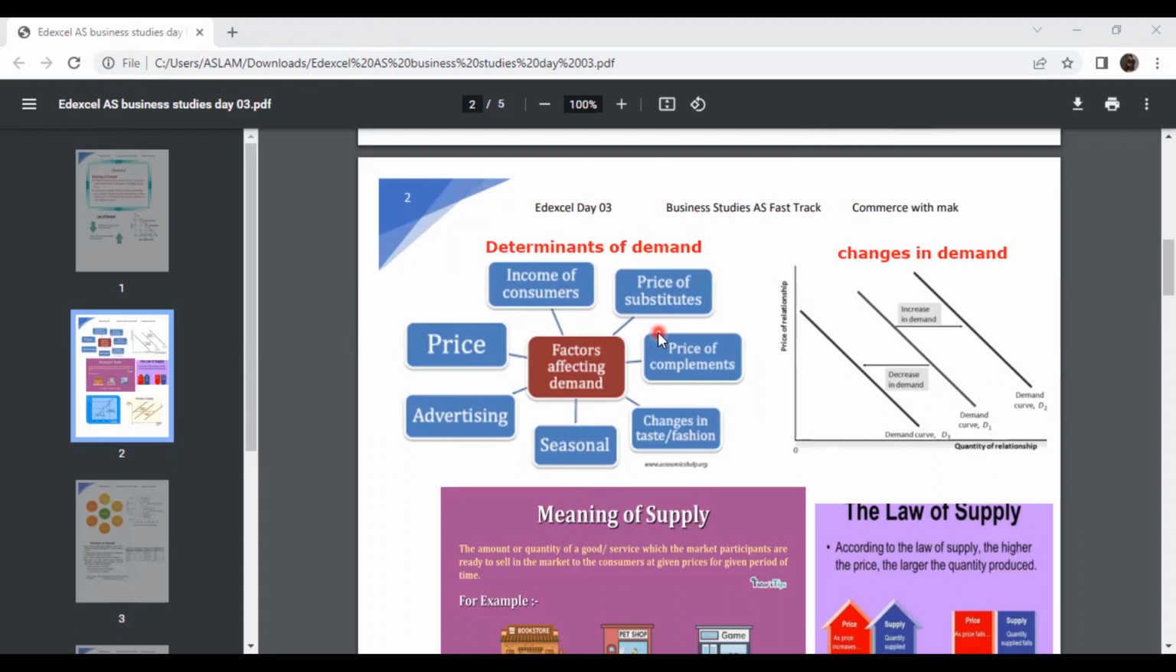And then if you see the second one, we have price of substitute. So when the price of one product is increasing, people can always go to an alternative. That is what we say as price of substitute.